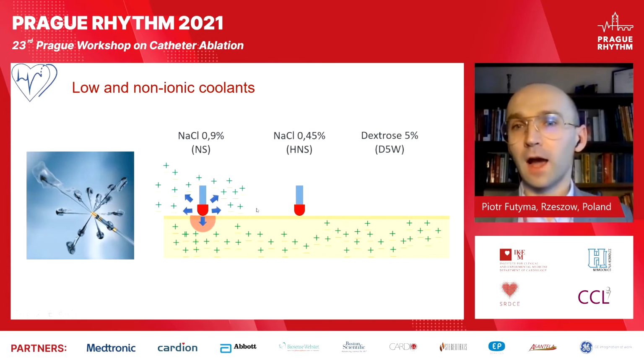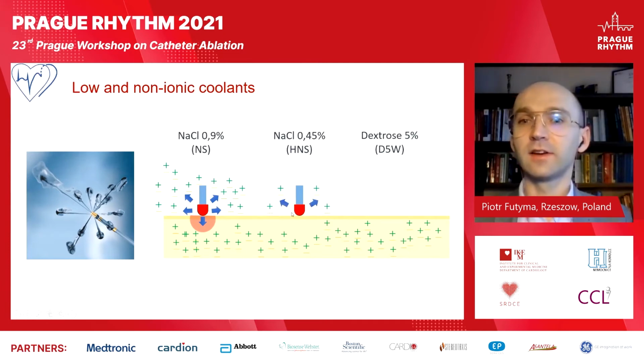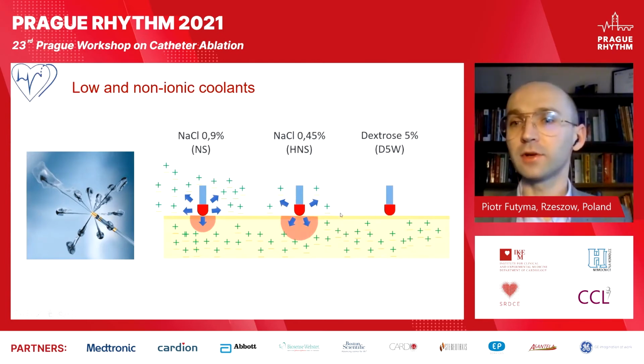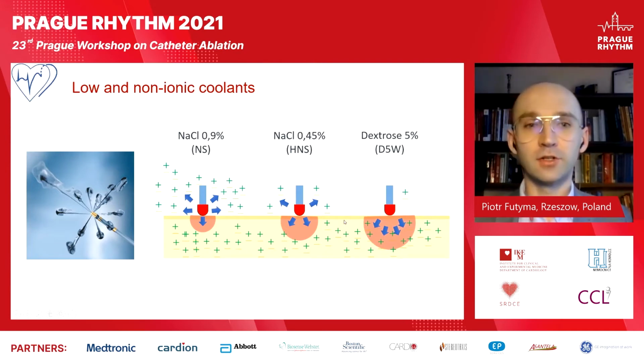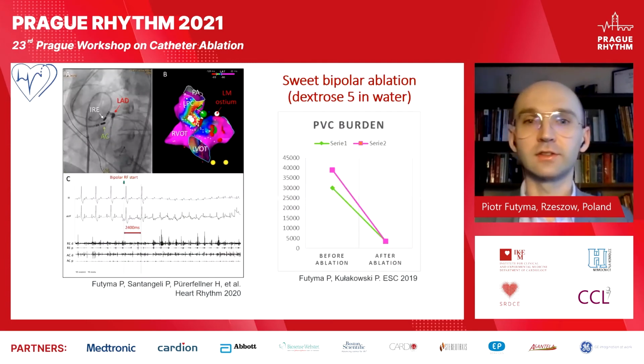We can upgrade this by using half normal saline, which contains fewer ions, and it allows us to deliver more energy, which will go to the targeted tissue. And ultimately, we can use dextrose 5% in water, which contains almost no ions. When we use such irrigation, the majority of radiofrequency will go to our targeted tissue.